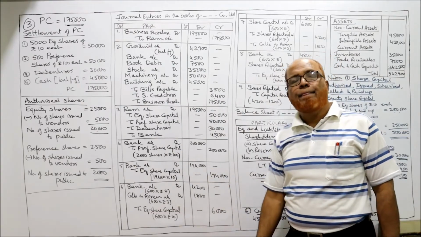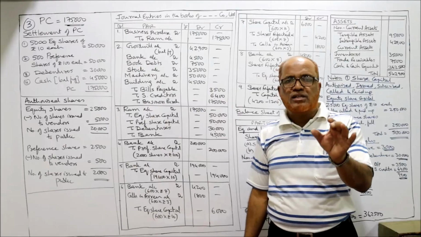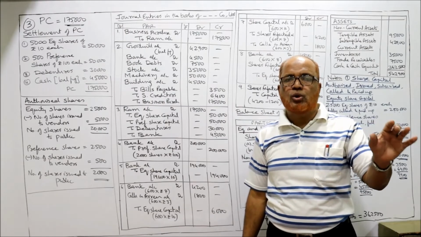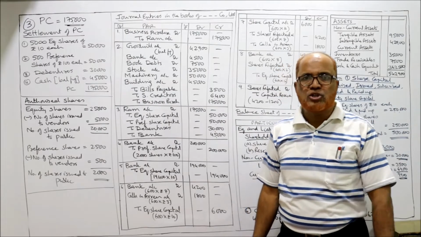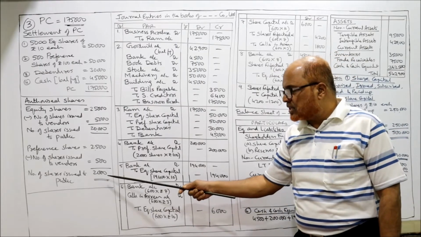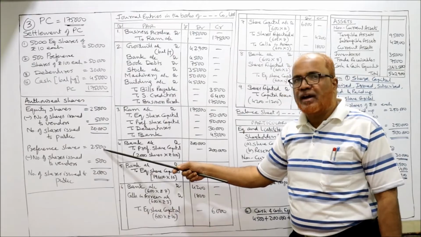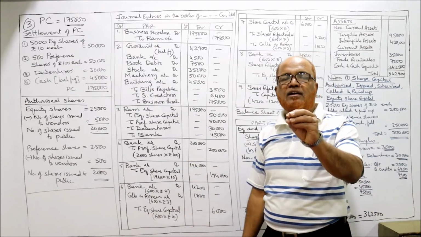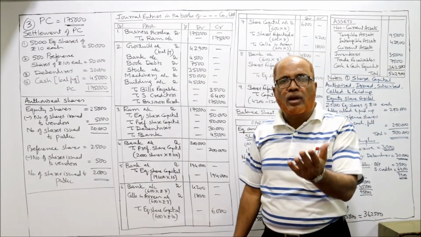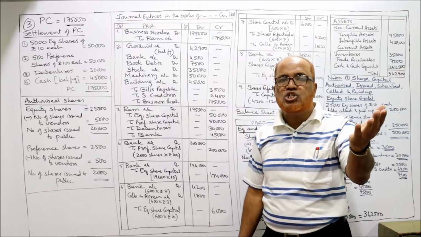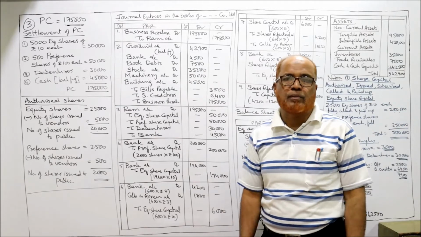Now fourth entry, the remaining preference shares and equity shares are issued to the public. Public में issue कर दिए। अब remaining preference shares कितने थे? 2000. Actually authorized preference share 2500. Out of 2500, 500 preference shares are issued to Ram. So remaining 2000 shares are issued to the public given in the problem.